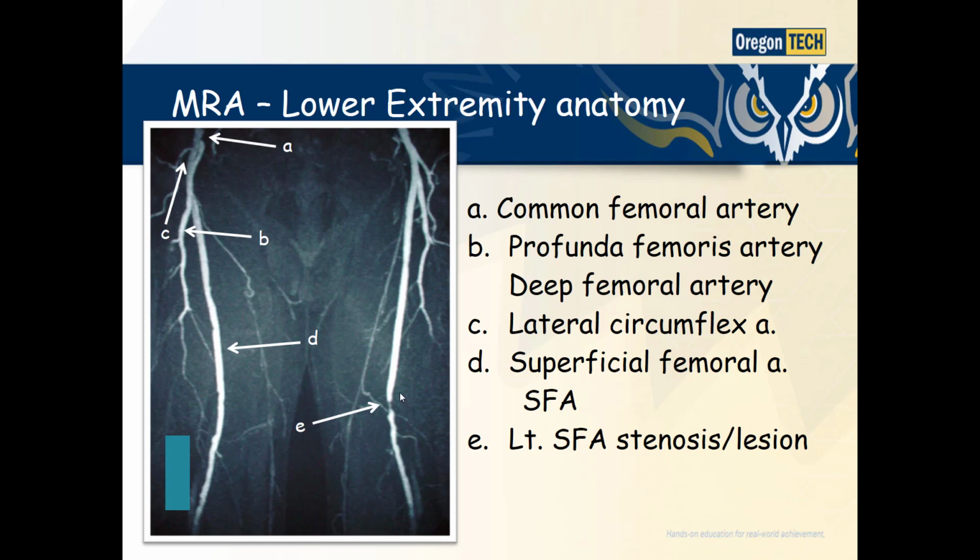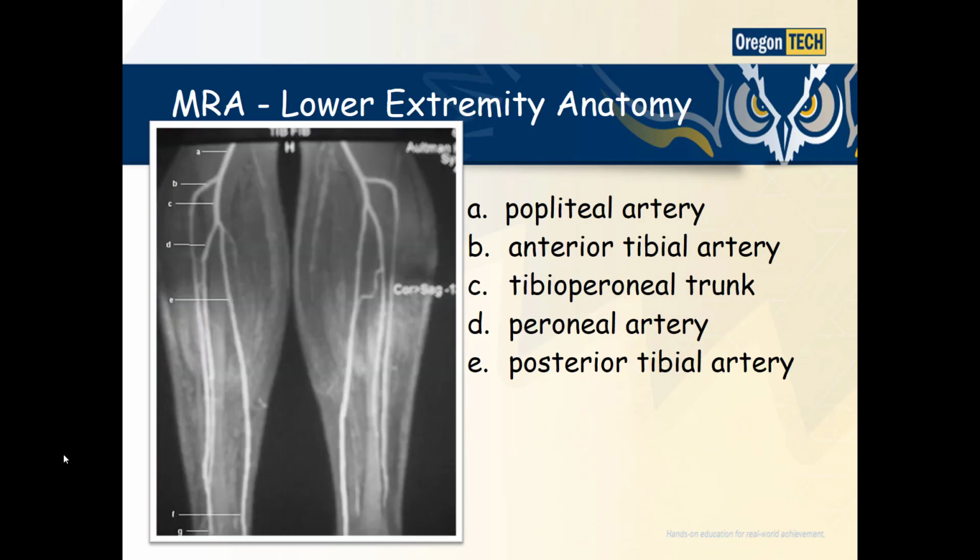And over here you can see we have a lesion. Yeah, this is going to be a left SFA stenosis or lesion. And then here we have below the knee, right here, you're going to have the popliteal artery, right here, behind the knee. It's going to bifurcate into the anterior tibial artery. Anterior tibial artery is going to then become the dorsalis pedis, which we'll talk about later in the term.